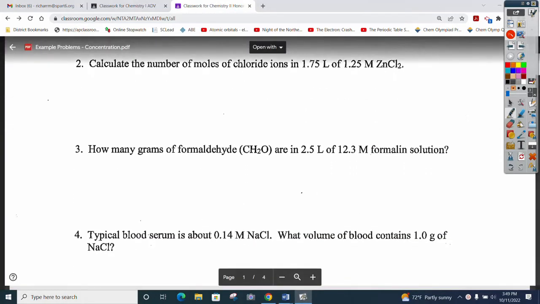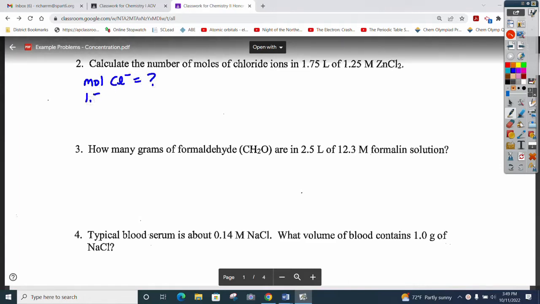Take a minute and read it and ask yourself, is a reaction occurring? If so, we need to start by writing the reaction. I think you'll see in this case, we do not have a reaction occurring, so I'm just going to write a little list of information. It's asking me to calculate the number of moles of chloride ions. So moles of chloride is what I'm looking for.